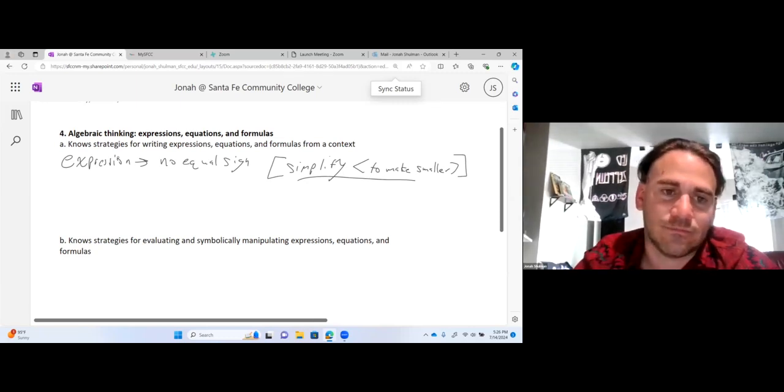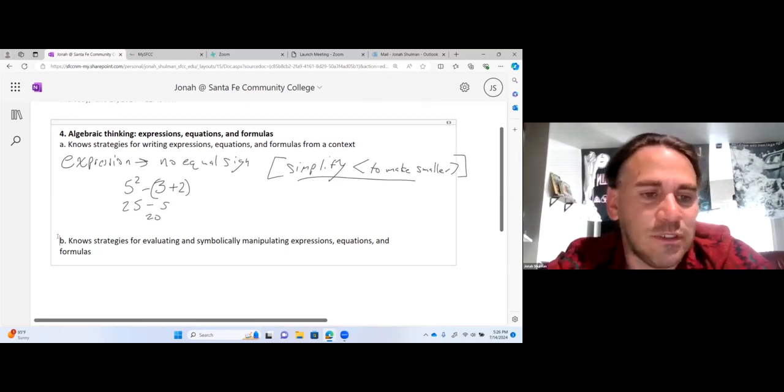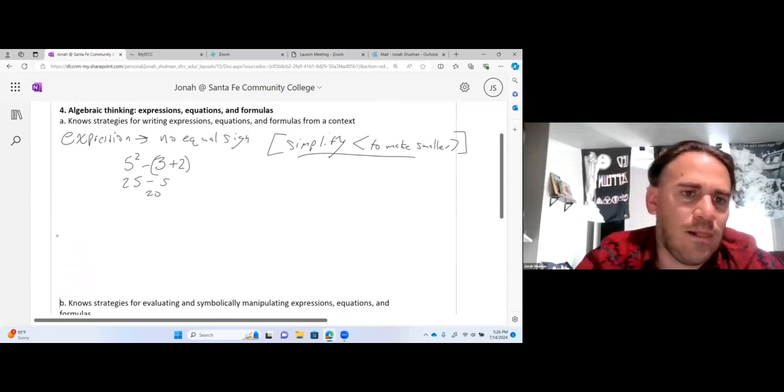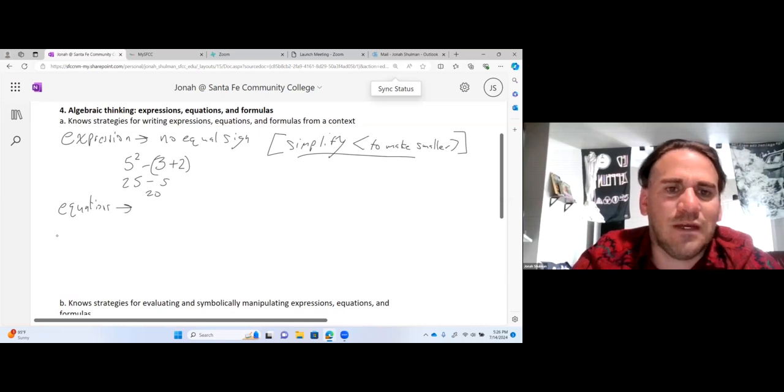It's going to be like 5 squared minus 3 plus 2. So this is going to be 25 minus 5, which is 20. That's a very simple common expression. Now, when they say equation, okay, equations, this is basically we've got an equal sign.